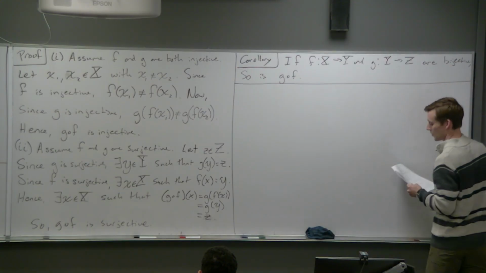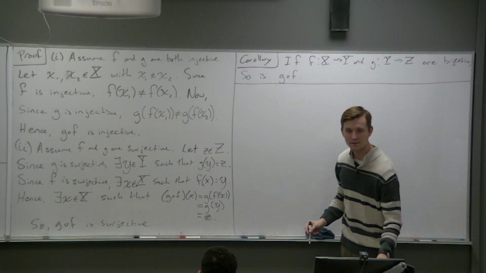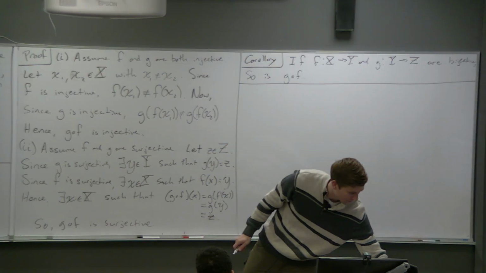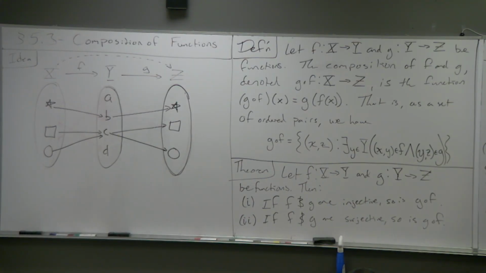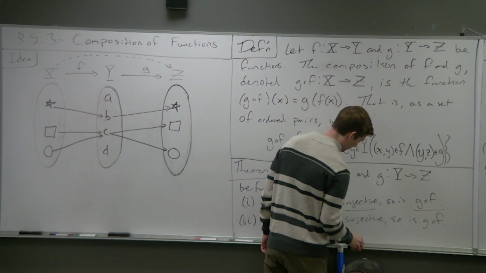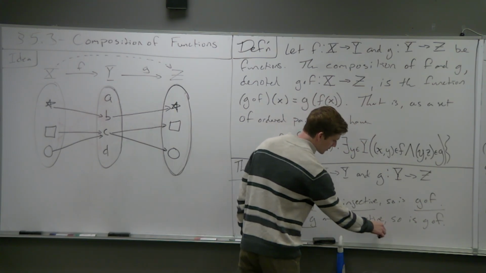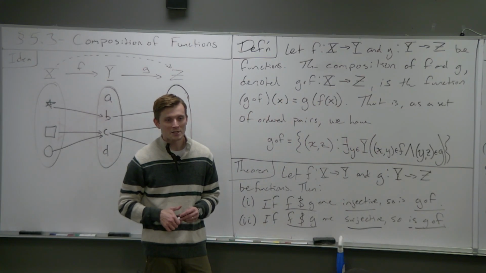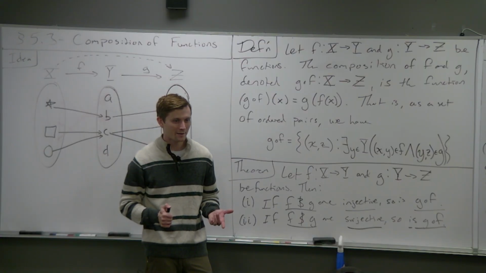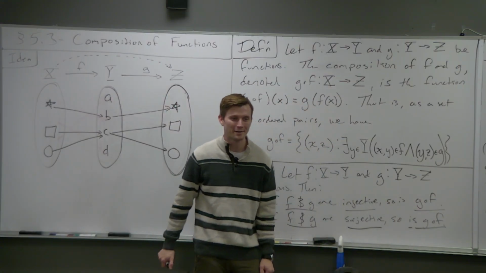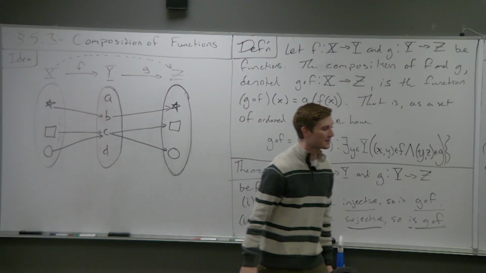I would say that that's a pretty straightforward corollary in the sense that we've just shown that, hey, if I jump back over to this little screen right here, we've just shown that if f and g are both injective, then so is the composition. And if f and g are both surjective, then so is the composition. Bijective functions are just both injective and surjective, right? So both at once. Cool, okay. That's not too bad.